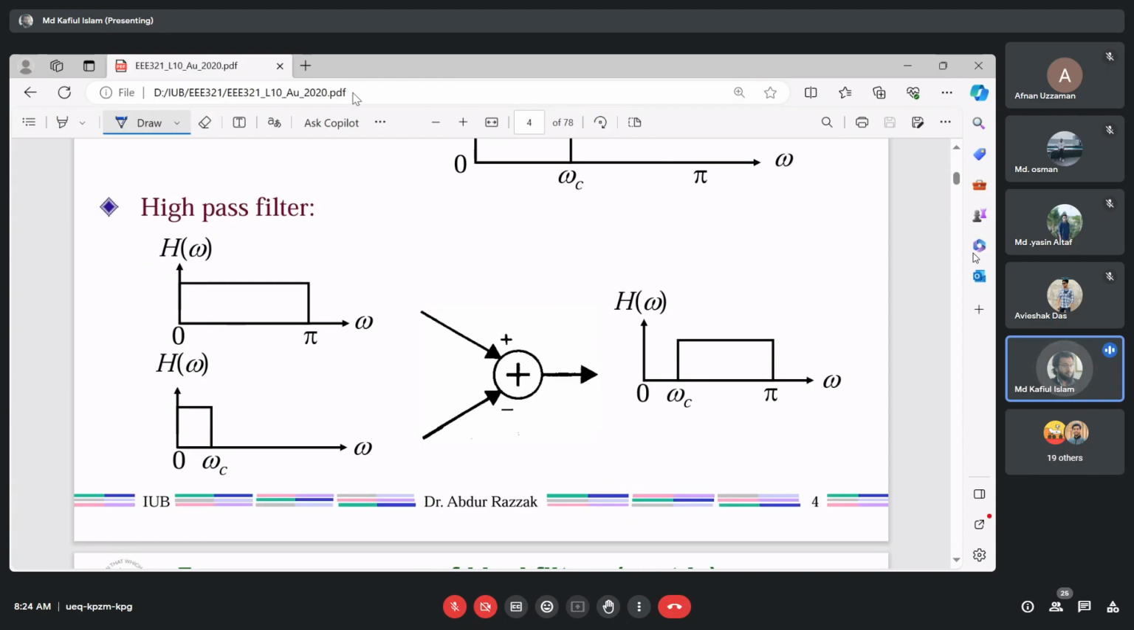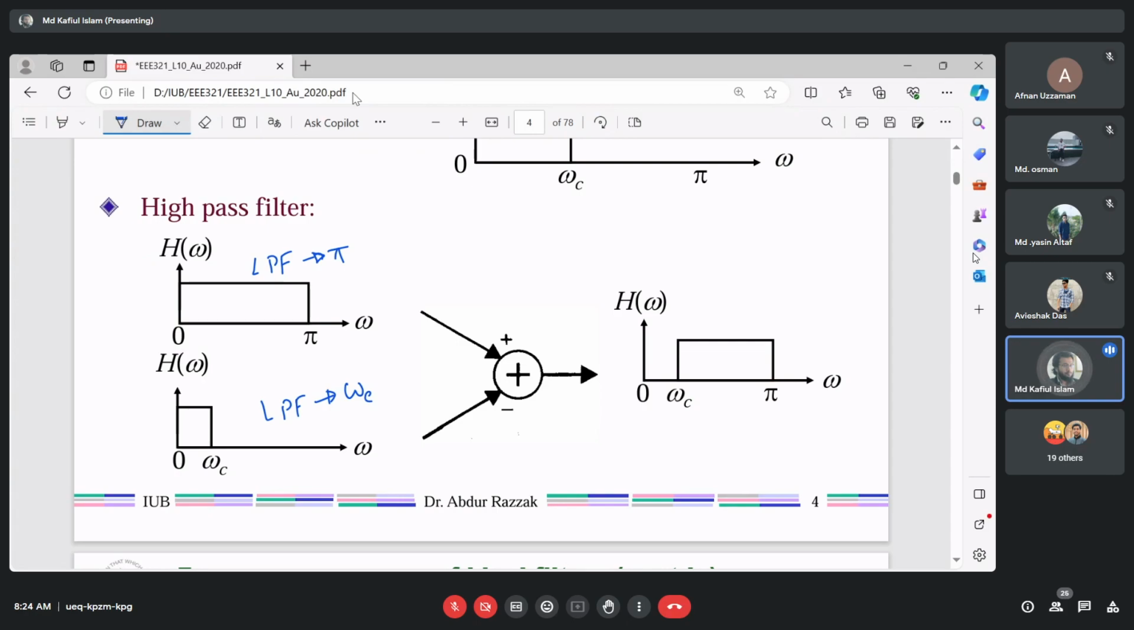You see that this is a low pass filter, but this time the low pass filter has a cutoff frequency of π. This is another low pass filter which has a cutoff frequency of ωc. Now remember that π is basically the highest frequency possible, the highest angular frequency possible, because your H(ω) or X(ω) is actually between -π and +π.